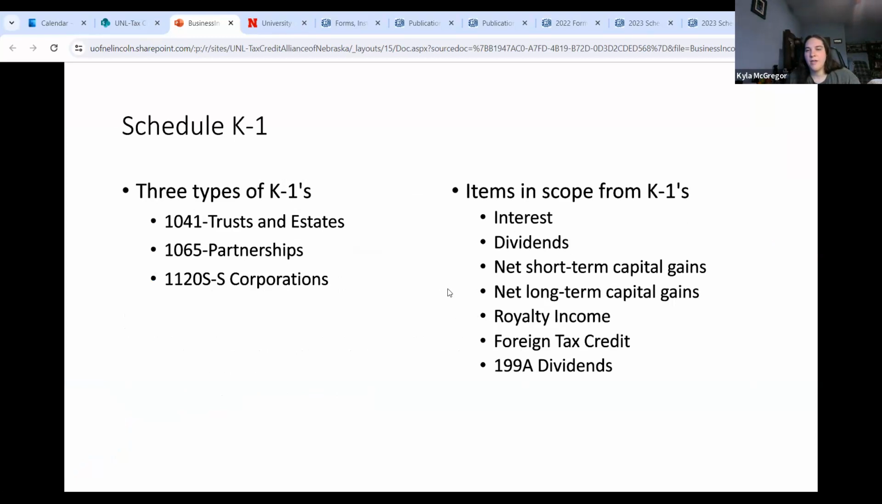The other types of income that's considered business, you could get a K1. There's 3 types. There's one that's for a 1041, which is trusts and estates, 1065, which is partnerships, or 1120S, which is for S corporations. The items on a K1 that are in scope for us are if there's interest, dividends, capital gains, royalties, foreign tax credit, or the 199A dividends. Anything else is out of scope for us.